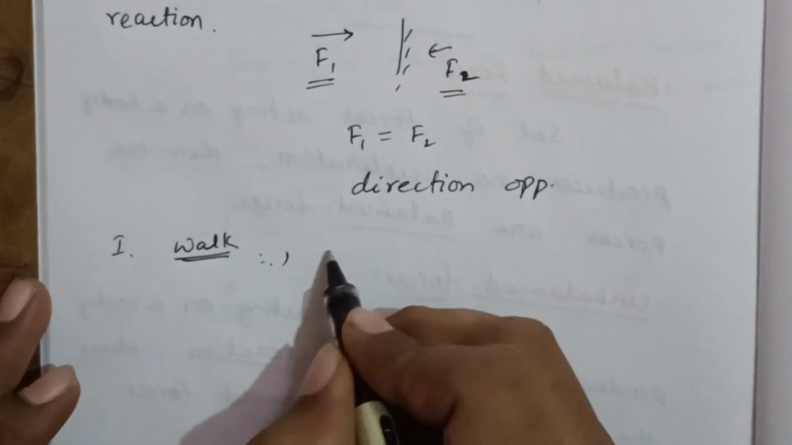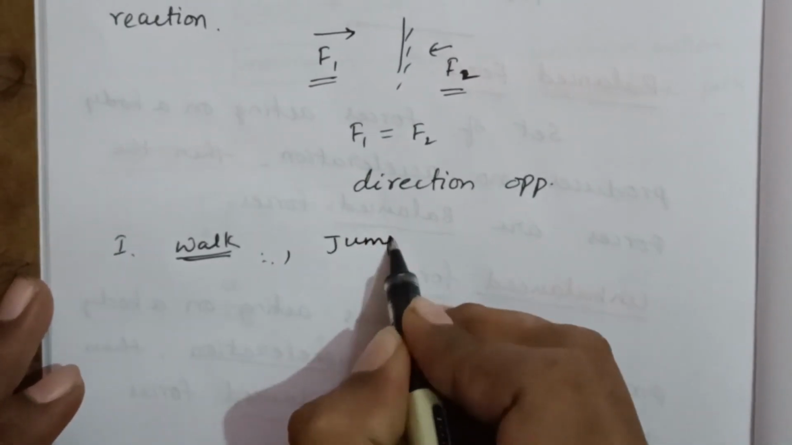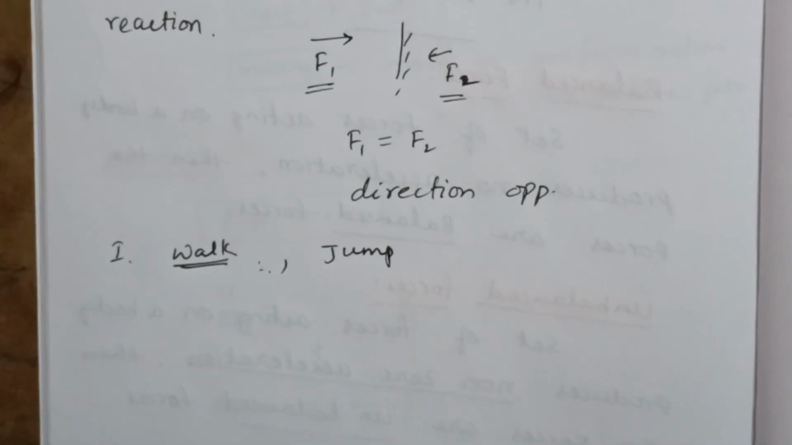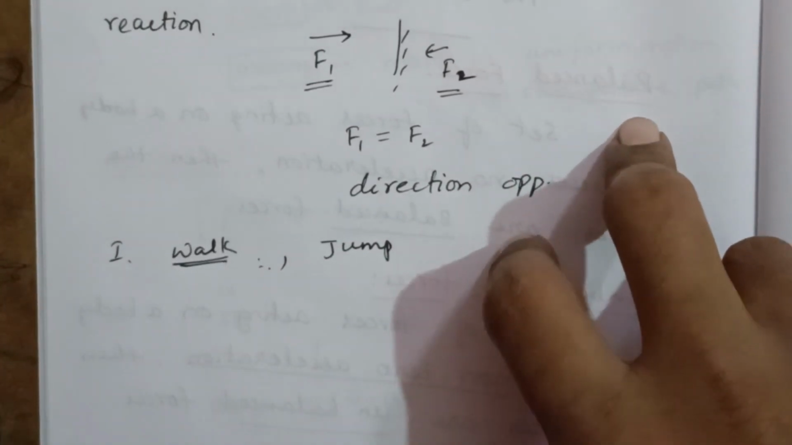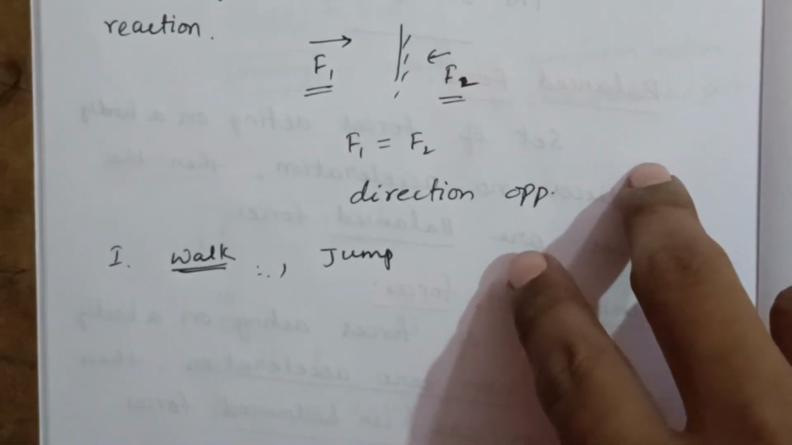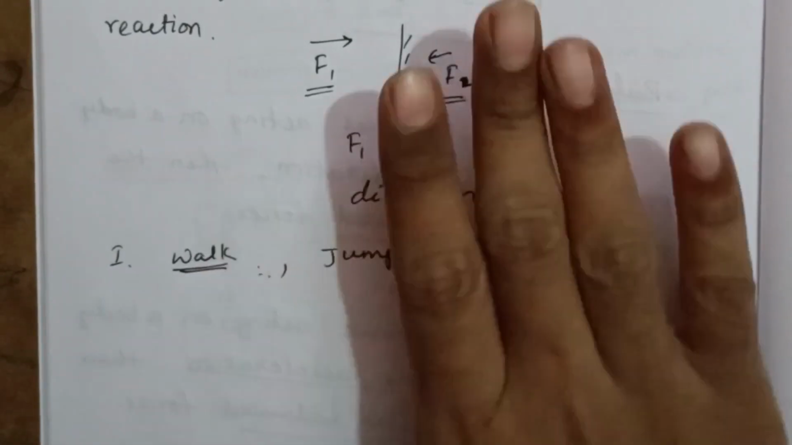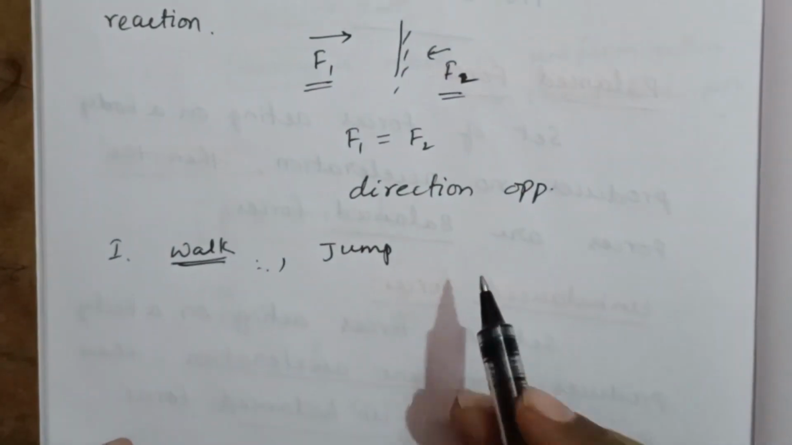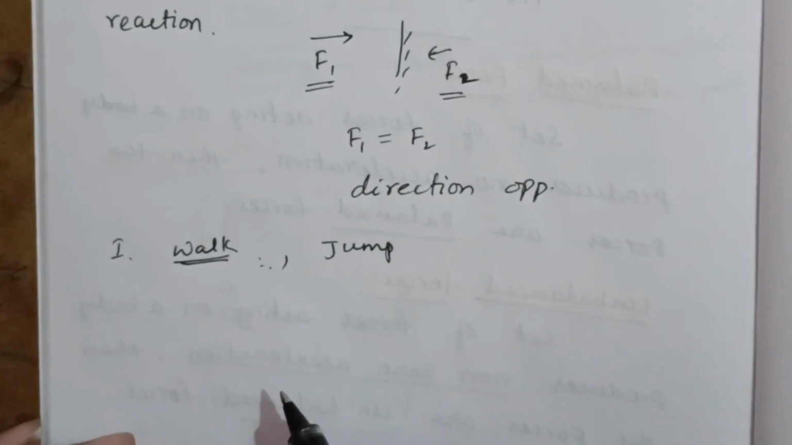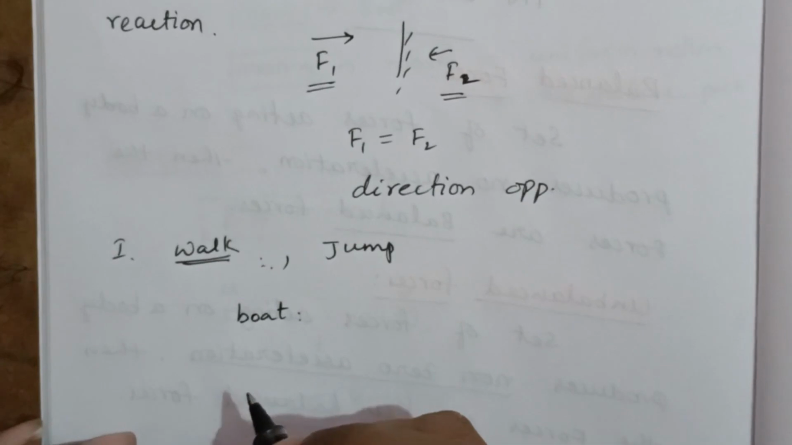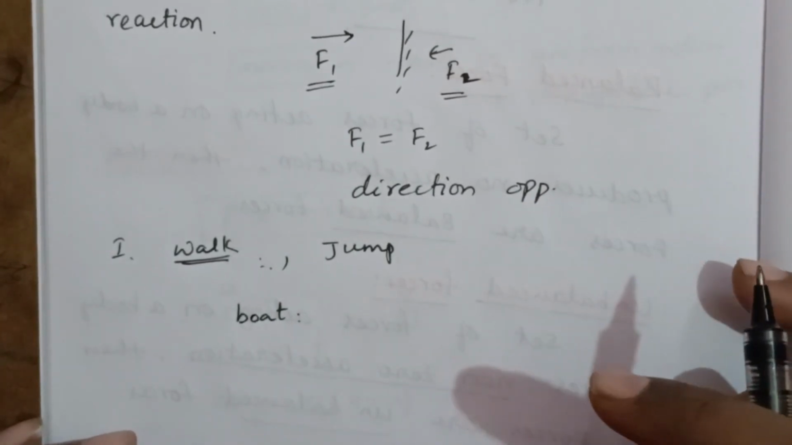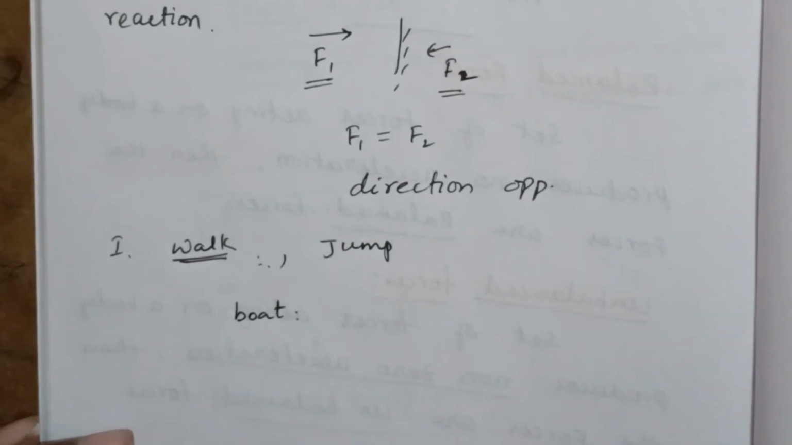When we are jumping, by standing simply we can't jump. We will bend our knees and push the floor, then we are able to jump. When we push the floor, it pushes us up. So for jumping also, Newton's third law is there. Next, when rowing a boat, we push the water back, and the water pushes the boat forward.